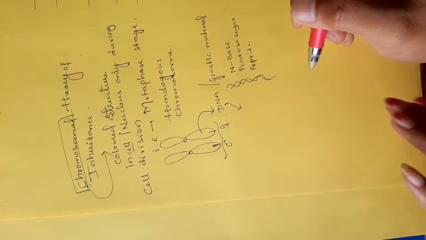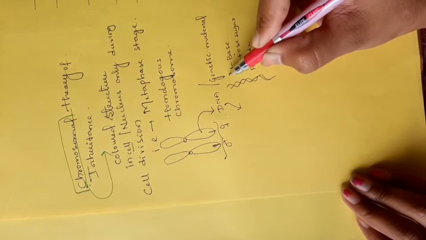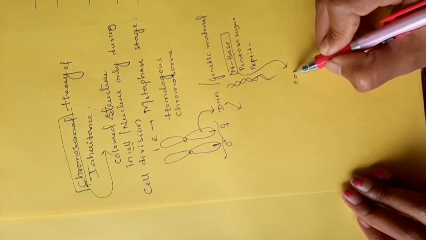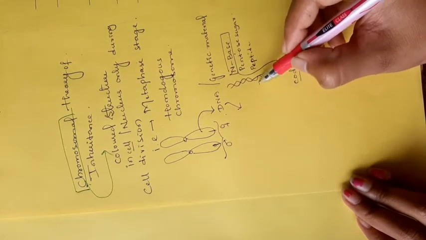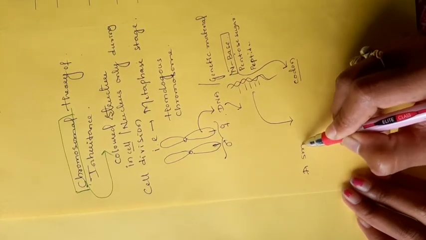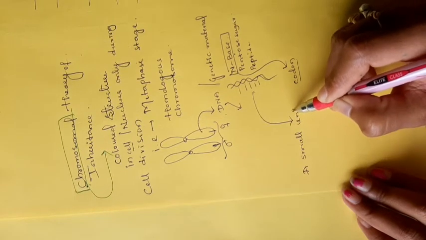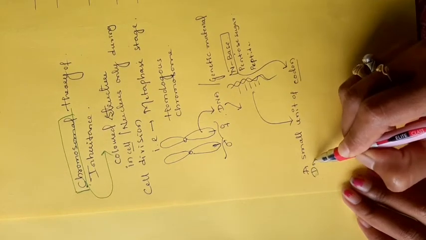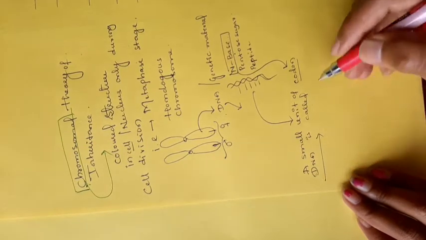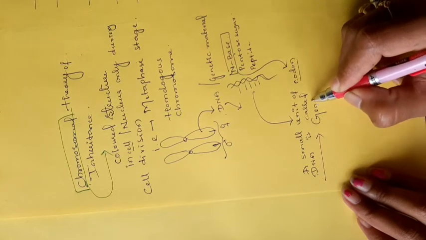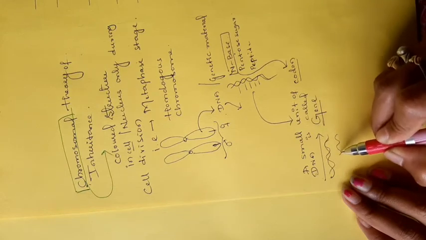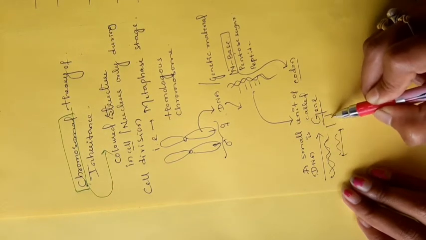Then the nitrogen base pairs, commonly known as codons, are arranged in the DNA. A small unit of the DNA is called a gene. When we take a small stretch of DNA, it is called a gene.